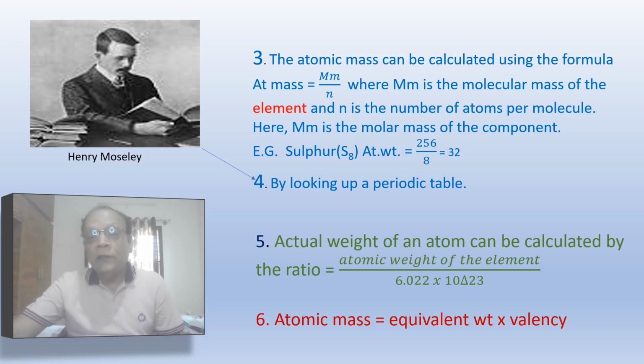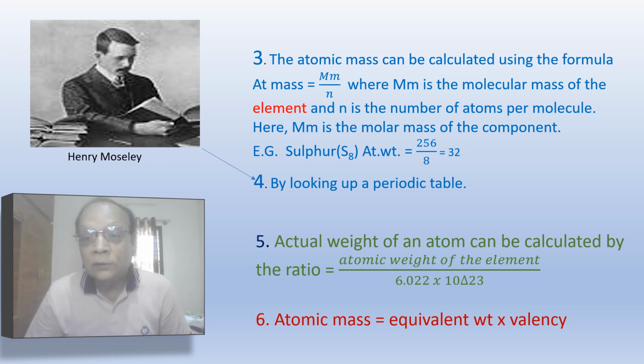The actual weight of an atom can be calculated by the ratio: atomic weight of the element divided by 6.022 times 10 to the power 23. That gives us the atomic weight of one atom. And that is what is meant by atomic weight.